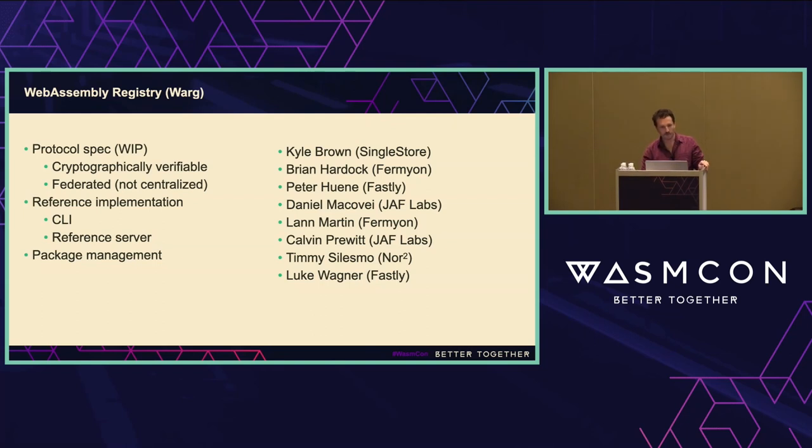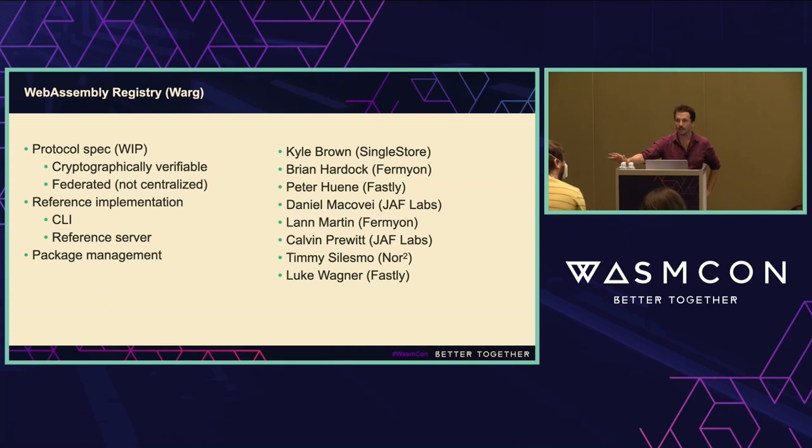Where this work is primarily being done is in the SIG registries group under the Bytecode Alliance. The project that we're working on is called Warg, which is named such for the WebAssembly registry. Warg is a protocol spec that is currently in development, and it has several interesting characteristics. It's got some cryptographic verifiability, and it's also federated.